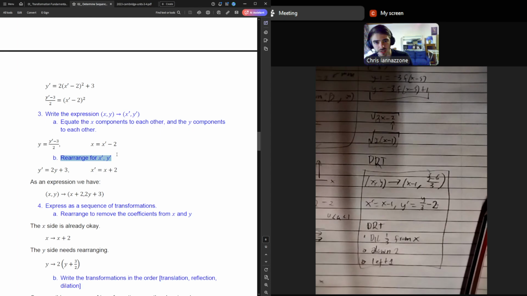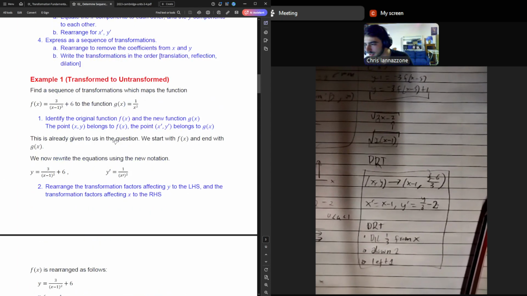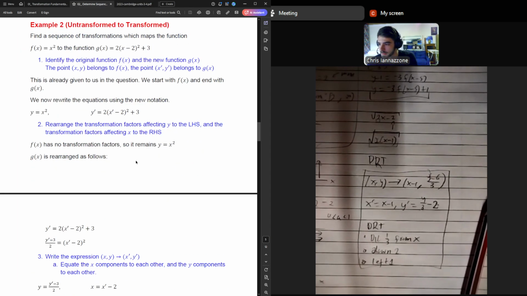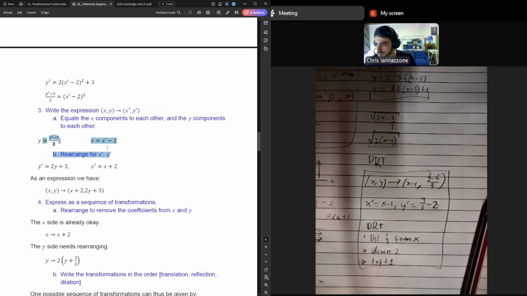Now here's something worth highlighting again. You always rearrange for x dash and y dash. In this case, you can see it's trapped. It's not quite on its own just yet. Whereas in the previous example, if I scroll all the way back to that, it was already done, right? When we did our equation, it was already rearranged for us. In this case, we don't have that luxury. We've got to do a bit of rearranging. It is just linear, so it's not too bad.